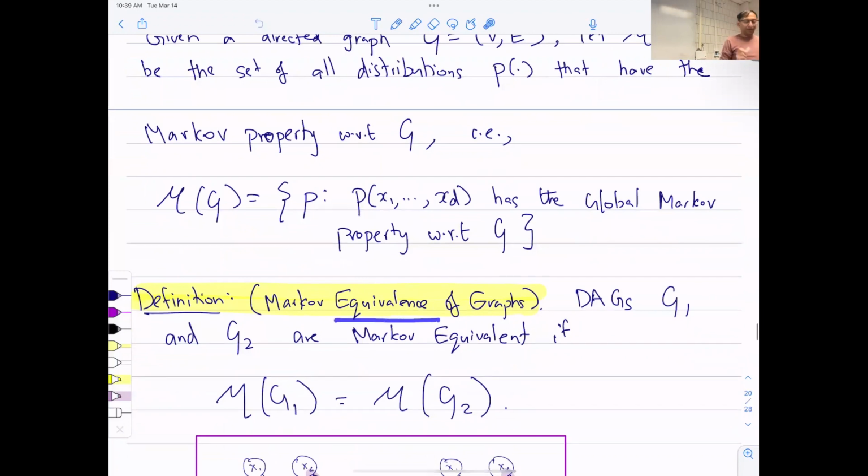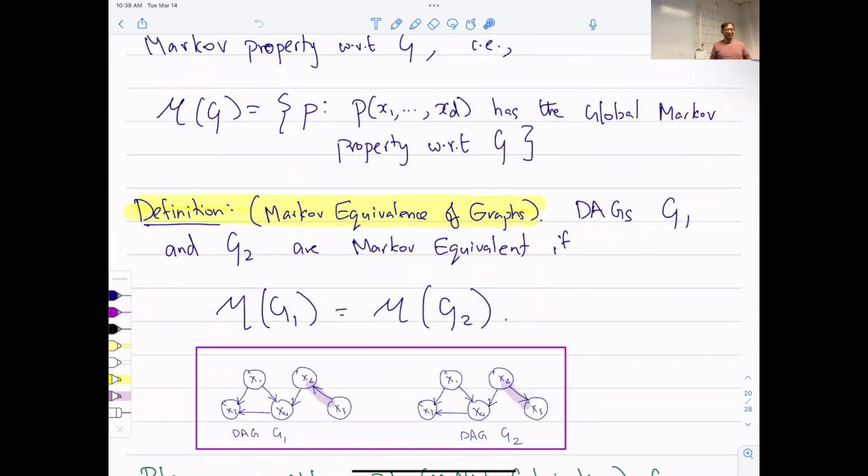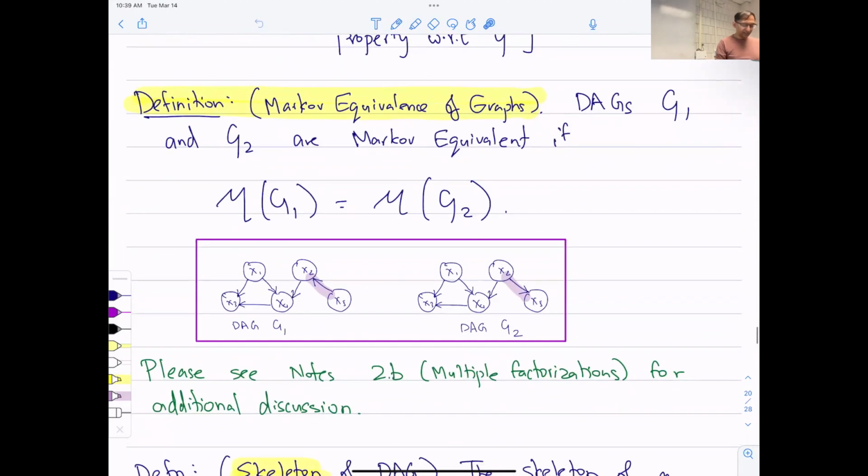Now, Markov equivalence of graphs. Two DAGs G1 and G2 are Markov equivalent if the sets of distributions associated with them are the same. You can read much more in the text, and I have additional notes that I've just dropped in the Dropbox. This picture shows you two graphs which are Markov equivalent. These two are exactly the same, except this one has the edge this way, and this one has the edge that way. It turns out that G1 and G2 are Markov equivalent. I'm not going to calculate it out; you can play with this offline yourself and check.